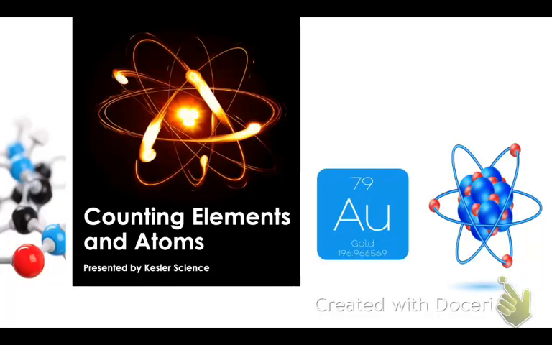Alright, so this is the counting elements and atoms. We are almost done with the chemistry unit, so this is the second to the last PowerPoint that you have to do. Make sure you are doing the Cornell notes, so check your previous notes, the periodic table and the atoms. Some of you from the periodic table notes did really well. I was very impressed, so make sure that you keep up with that Cornell style.